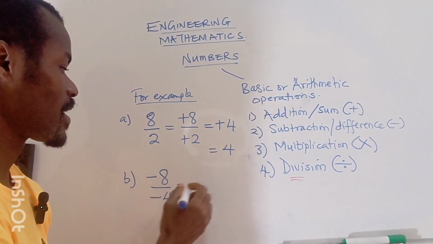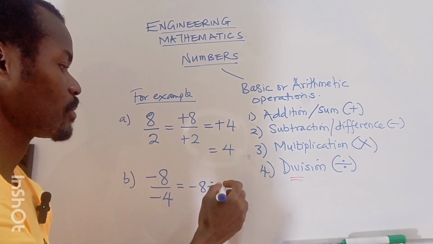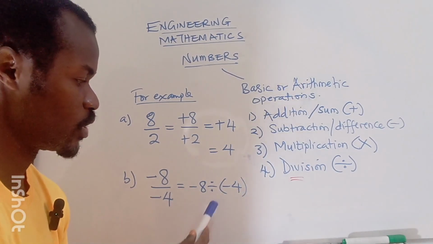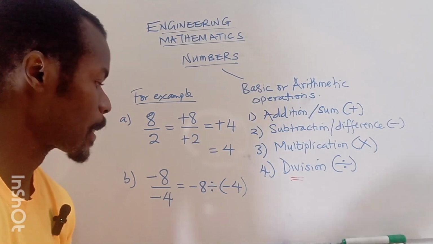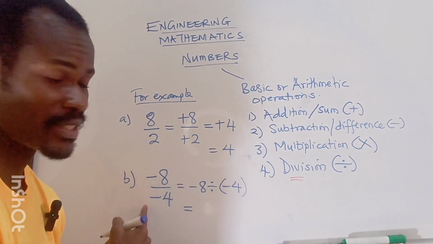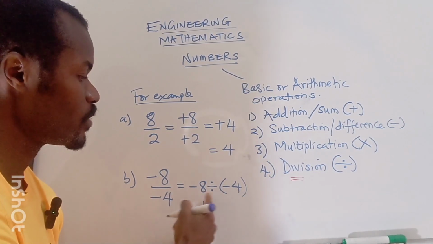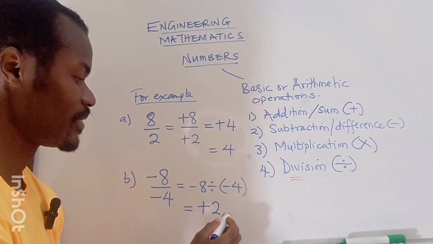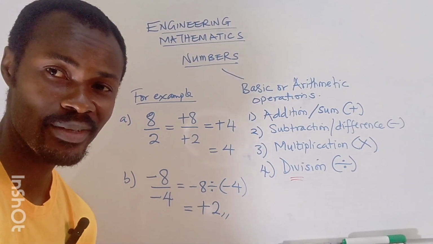Now this we can write as minus 8 divided by minus 4 in brackets. Remember, you want to ensure that you cover the negative, from what we have discussed. Whenever you have two negative numbers dividing, your answer also is positive. Now 8 divided by 4 is 2. So this gives us the answer to this simple example.